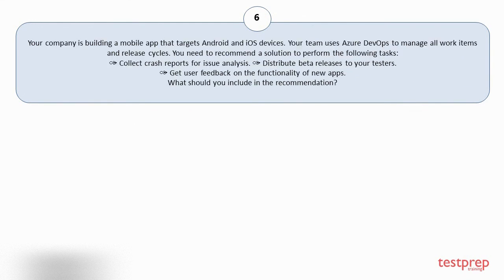Your company is building a mobile app that targets Android and iOS devices. Your team uses Azure DevOps to manage all work items and release cycles. You need to recommend a solution to perform the following tasks. 1. Collect crash reports for issue analysis. 2. Distribute beta releases to your testers. 3. Get user feedback on the functionality of new apps. What should you include in the recommendation?